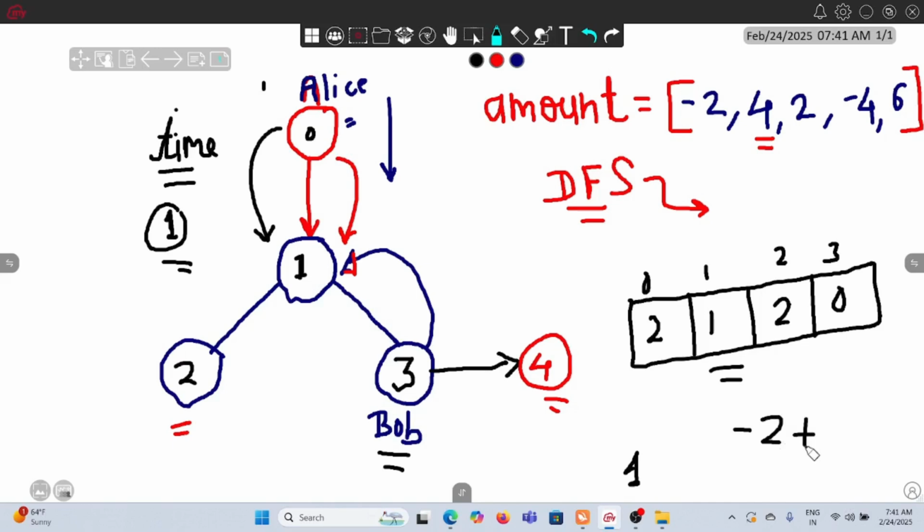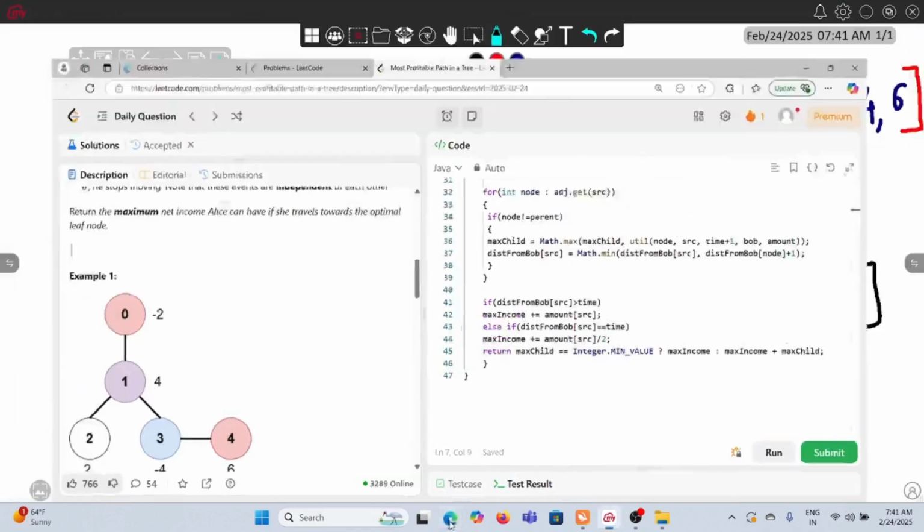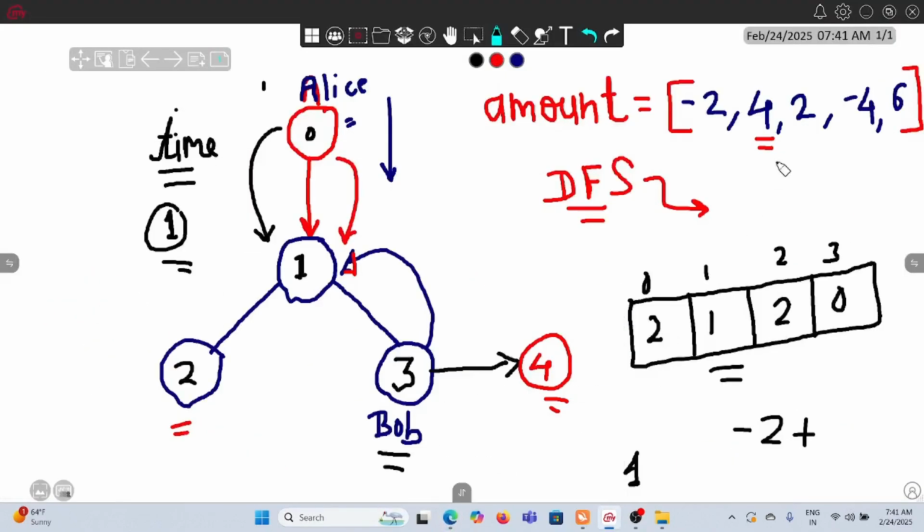Now Alice came here at 1, but at the same time Bob also reached 1, and we know that when they reach simultaneously, they have to divide the amount equally among them. So for Alice, let's call her A, it was -2 at gate 0, and 4 divided by 2 at gate 1, because they are reaching simultaneously. So what would be the total? Alice so far had 0 award: -2 and +2.